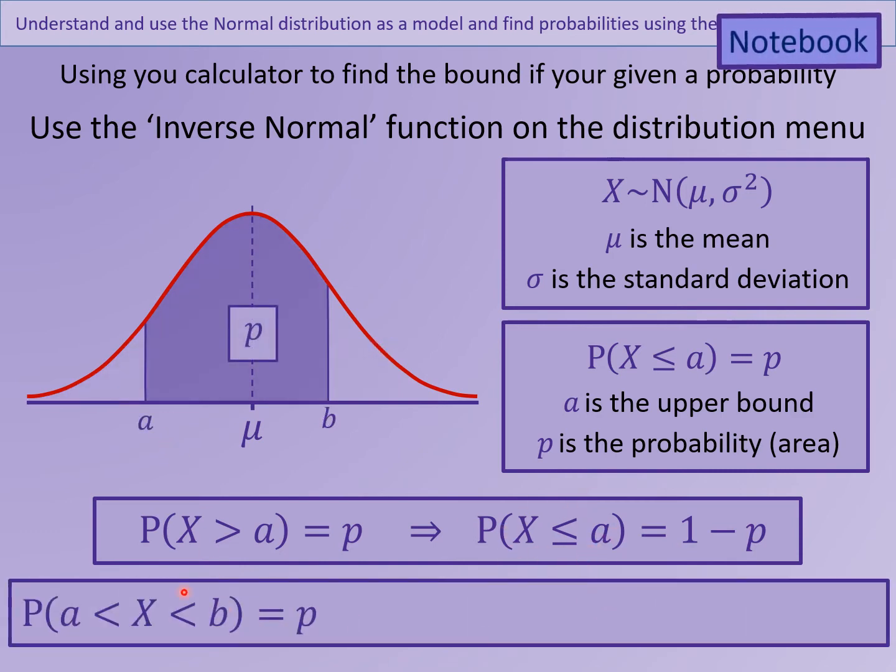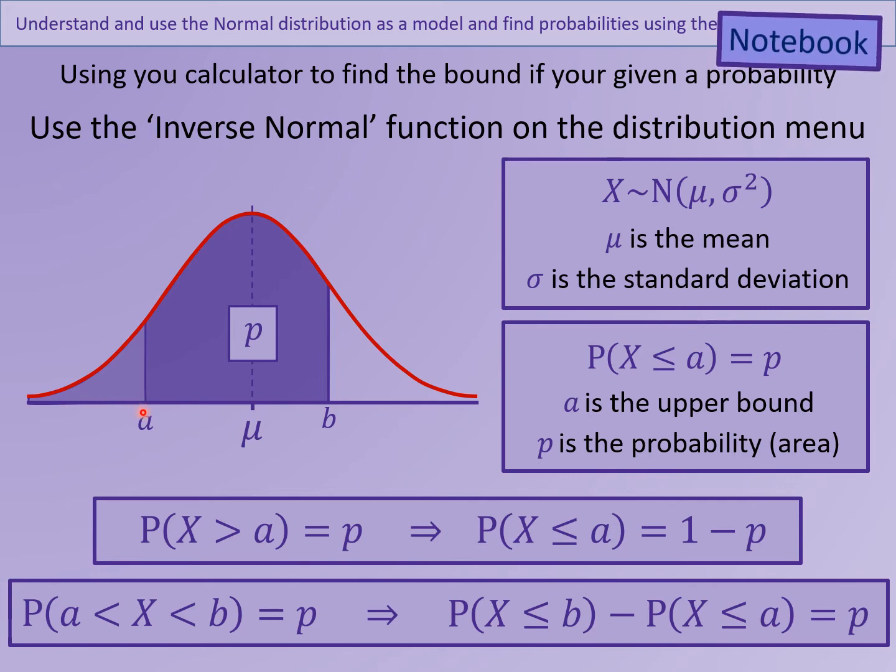Now that matters because your calculators can only do these types of things. If your question asks you to work out between two values, your calculator can't do that either. So what can you do? You can work out everything up to B. Now that would give you everything, but it also gives you things you don't want, like this bit. So what you can do is take away everything up to A. It's exactly the same as how you've done integration. You do the big value, take away the small value. And that's exactly what you do here. You work out the bigger value of getting below that using your calculator and take away the probability of getting below the A because that's the bit you don't want.